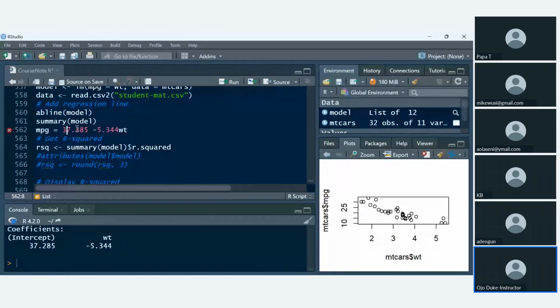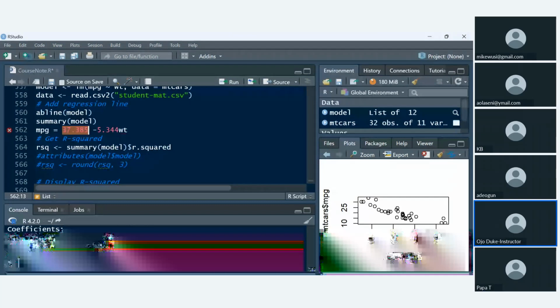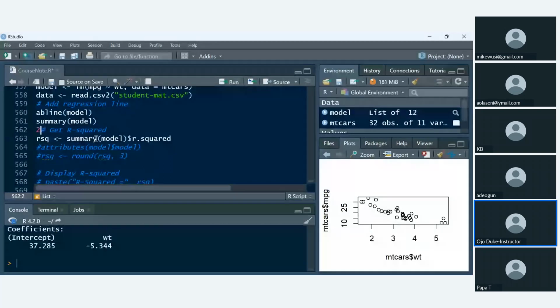But as you can see, the weight coefficient is the same, but this thing has changed a little bit. All right, so you are seeing the intercept, which will be 37.285.